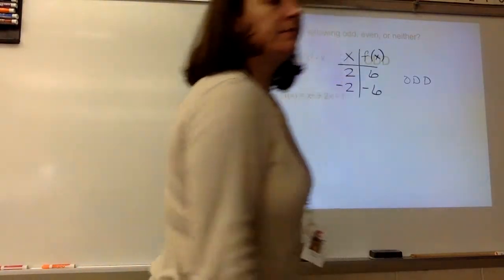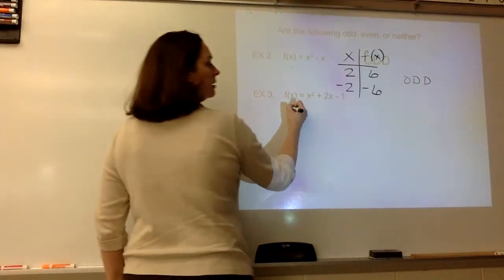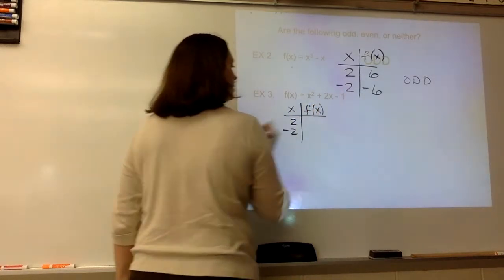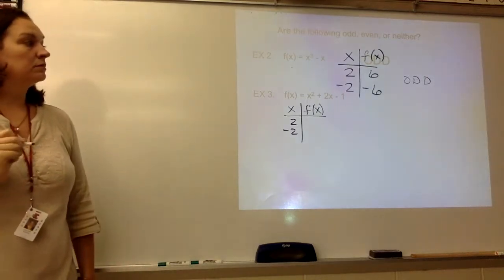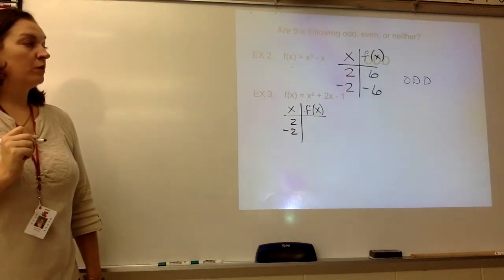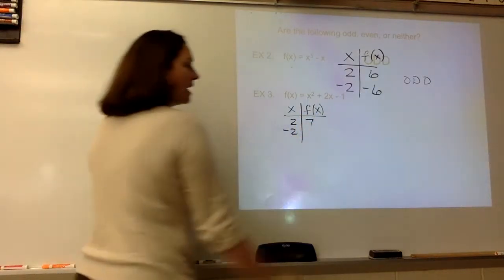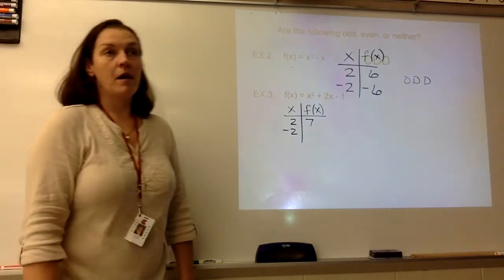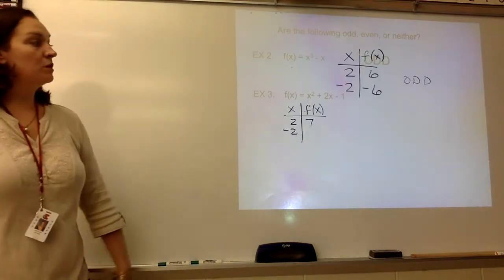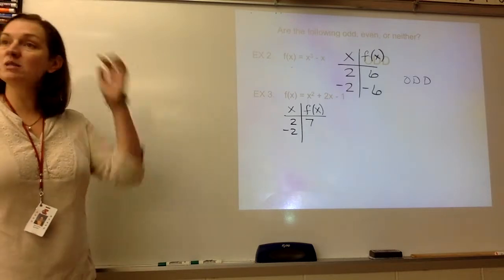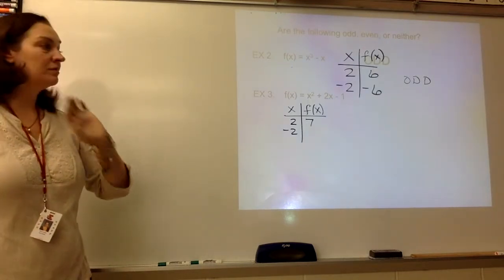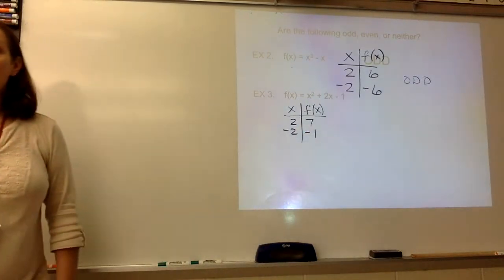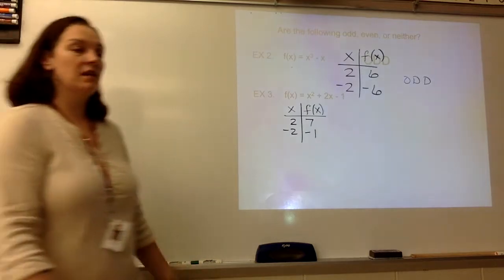All right, take a look at the next one. Same thing. Create a little miniature table for yourself. Easiest way to check this, let's plug in 2 and negative 2. What do you get when you plug in 2? 4 plus 4 minus 1 is 7. Yep, we got that. And negative 2. 4 minus 1. Negative 1. Does that illustrate any relationship? Nope, that's going to be your neither.